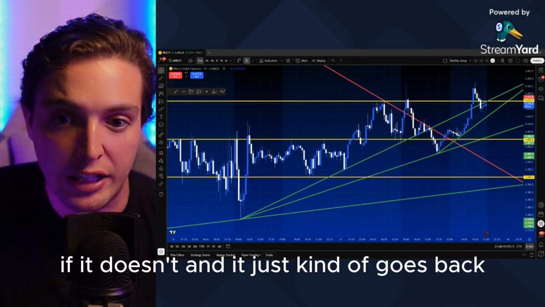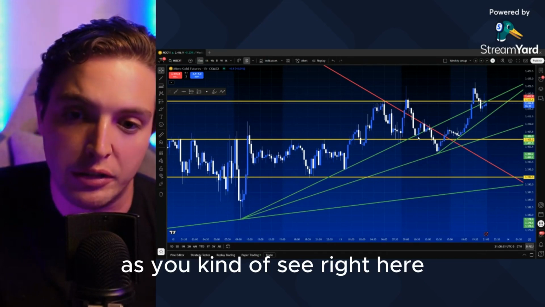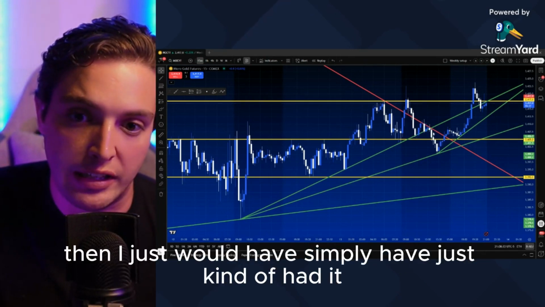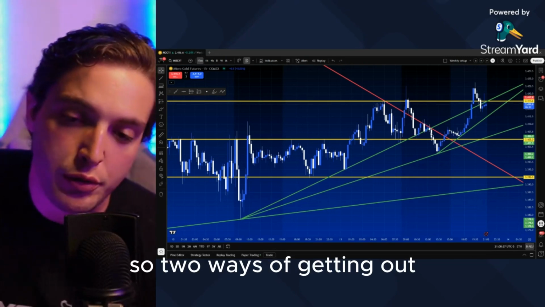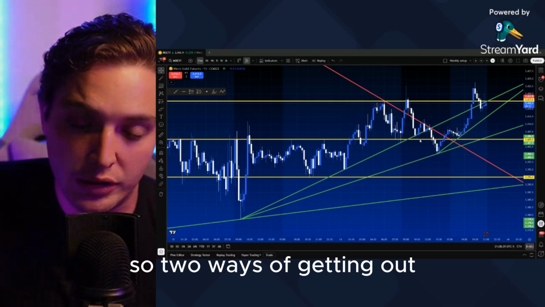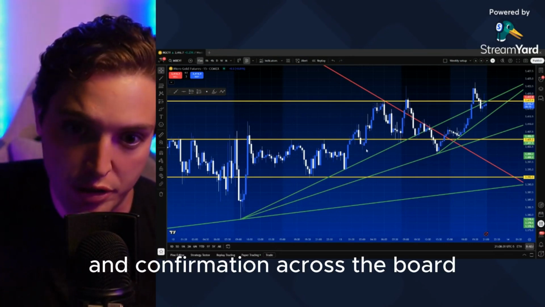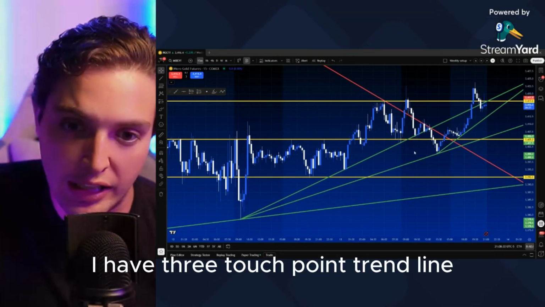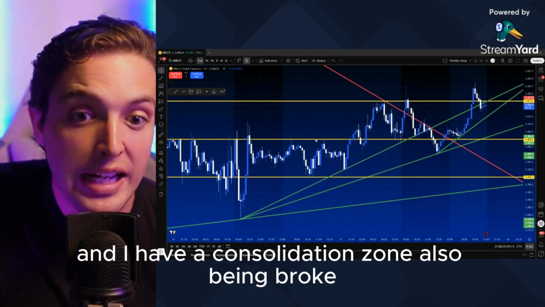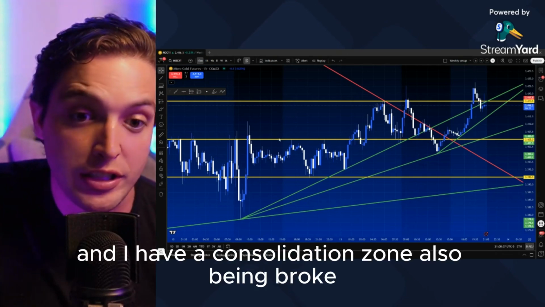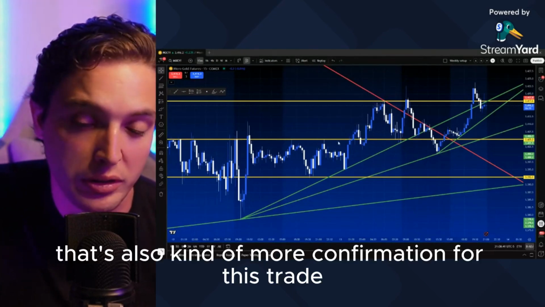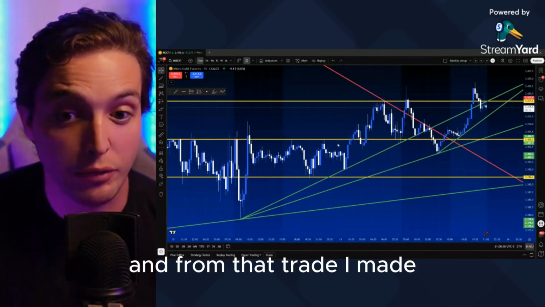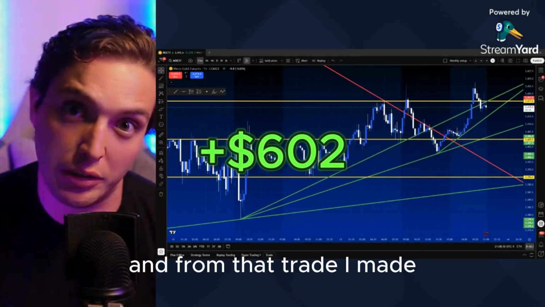If it doesn't and it just goes back as you see right here, then I would have simply had it hit my stop loss and I would have gotten out of the trade. So two ways of getting out and confirmation across the board. I have a three touch point trend line, which is A plus, and I have a consolidation zone also being broken. So that's also more confirmation for this trade. And from that trade, I made $602.